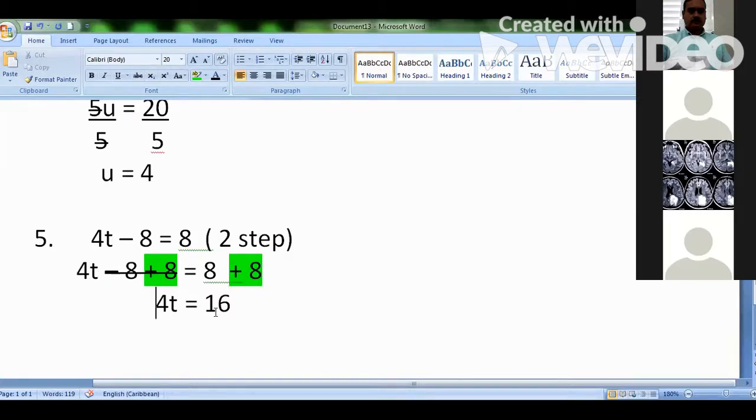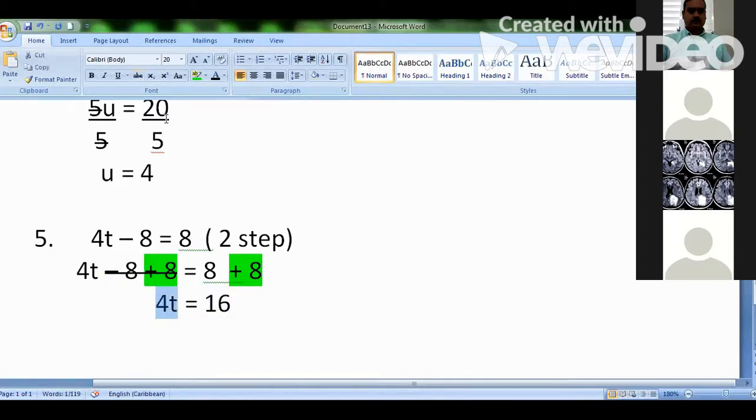So this is the question. And we want t. So I need to get rid of what? Negative 8. And I also need to get rid of what? 4. So we're going to get rid of negative 8 first. To get rid of negative 8, we're going to add 8 to the left and 8 to the right. So this will give us 0, but 8 plus 8 will give us what? 16. And what's left back is 40 equals 16.